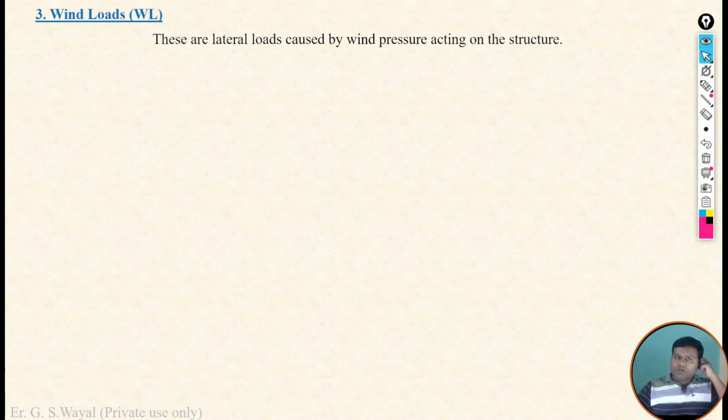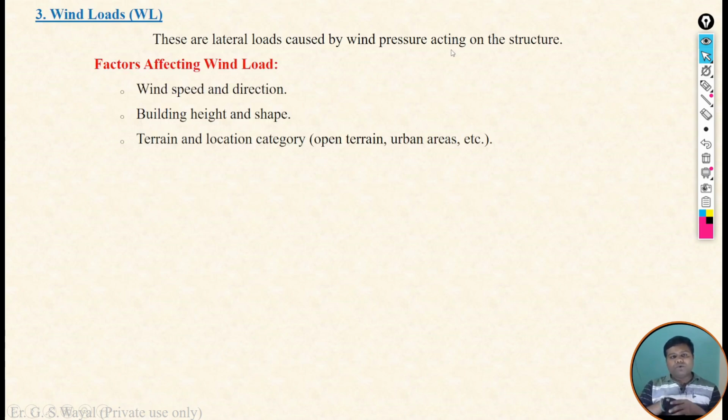These are the lateral loads caused by the wind pressure acting on the structure. Factors affecting wind load are wind speed and direction, building height and shape, and terrain and location category. These are the factors that can affect the wind load. Definitely, if any high rise building is there, we have to design that building for the wind load. And we can say wind load is a lateral load.